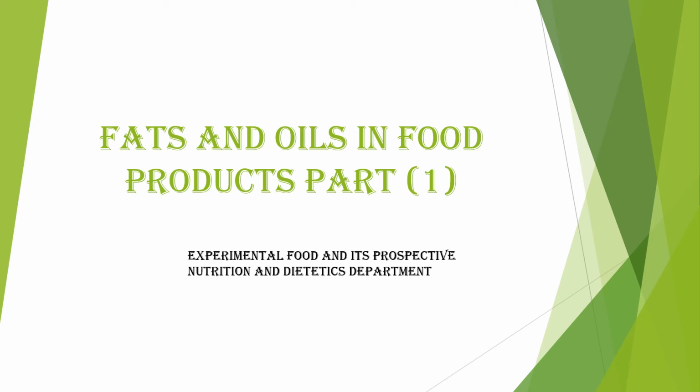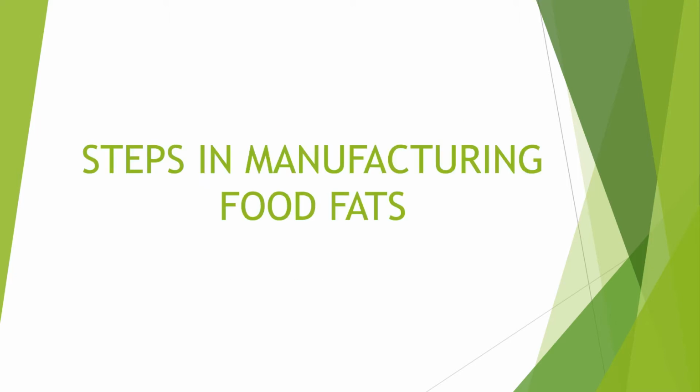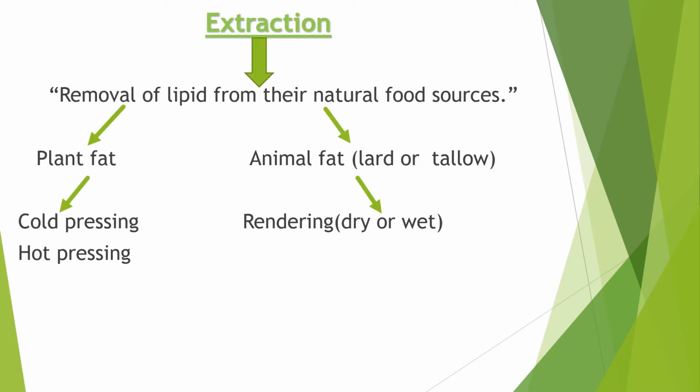Today we are going to start a new chapter, which is fats and oils in food products. Let's begin this chapter. First of all, we start the chapter with the topic steps in manufacturing food fats. The very first step in manufacturing food fats is to remove lipids from their natural food sources.